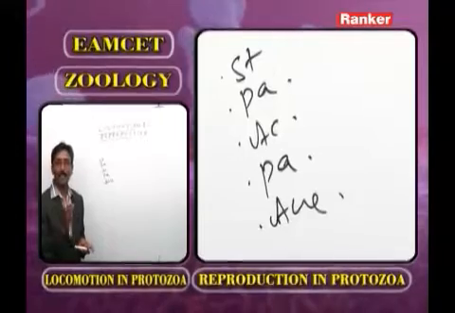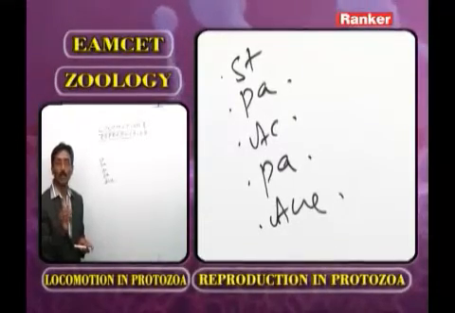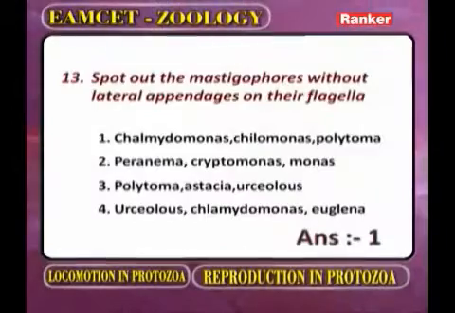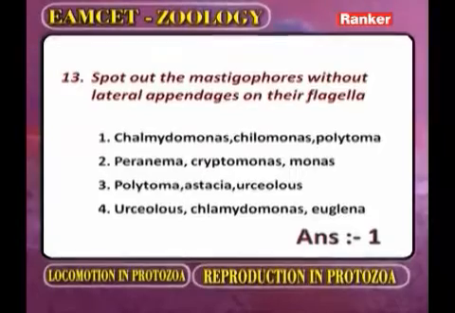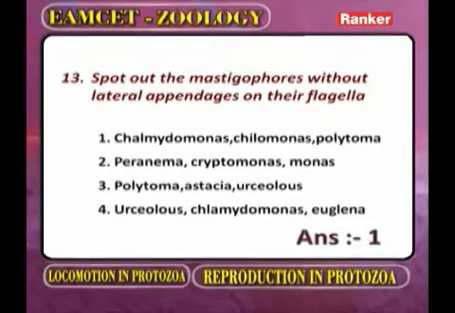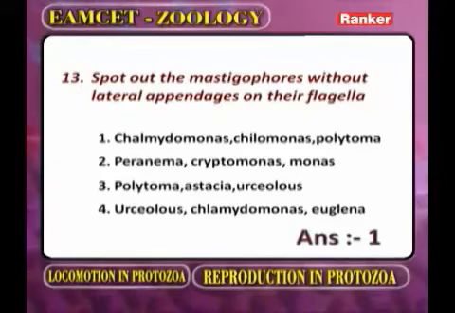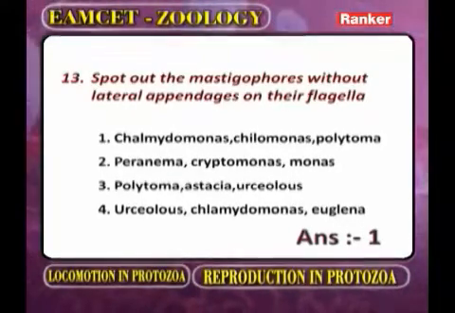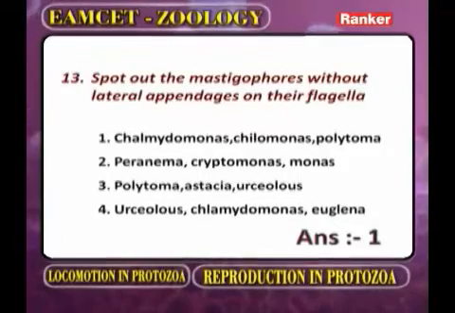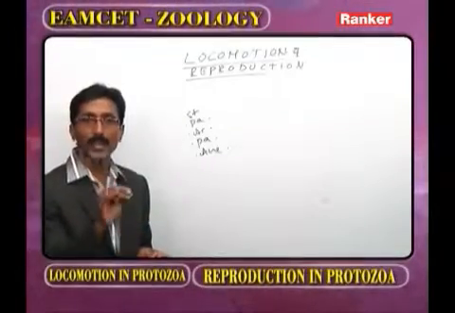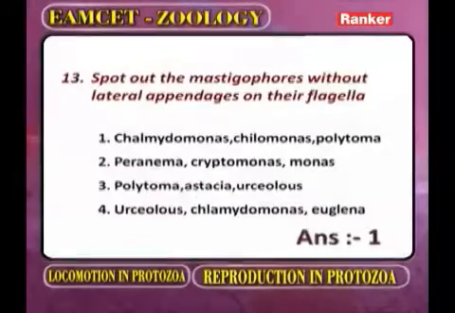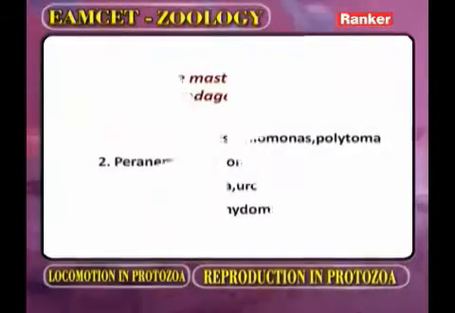Now, based on this information, you have to pick out the correct answer. One option is Chlamydomonas. Chlamydomonas has an achronematic flagellum, that means no lateral appendages. Chilomonas and Cryptomonas come under anematic, lateral appendages absent. Polytoma comes under achronematic, lateral appendages absent. Based on this information, the correct answer is the first. Now we go for the next question.